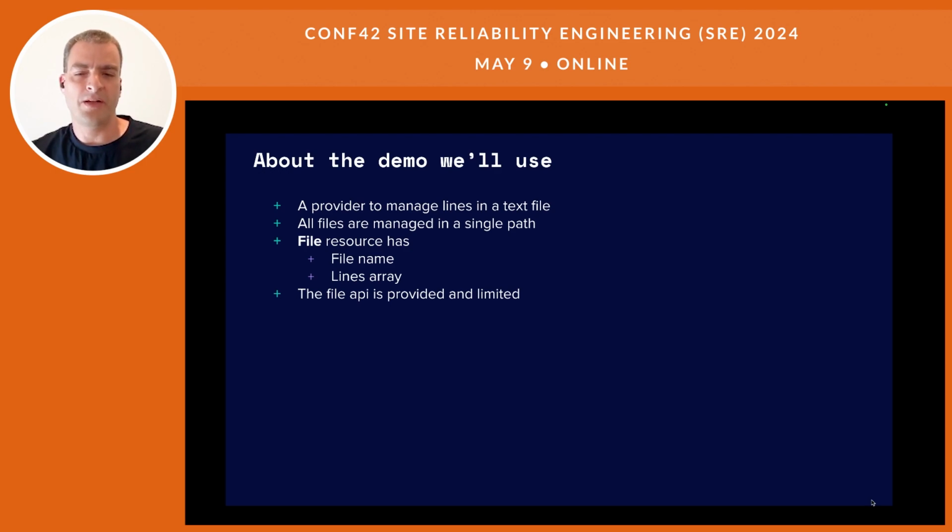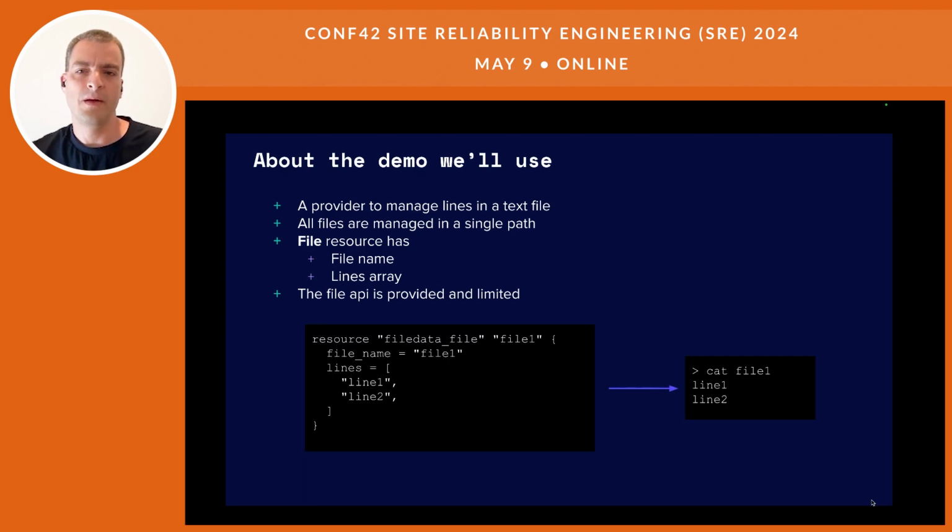The file API that I provided is limited by design, because when you're working with other types of APIs, there will be limitations that you need to understand and work around, and you didn't just want to provide an API that allows you to do everything on files. An example for this, for our resource configuration: you can see on the left, there's a file1 resource that has file name equals file1 and lines line 1 and line 2. And the provider will translate it into a text file containing line 1 and line 2 named file1.